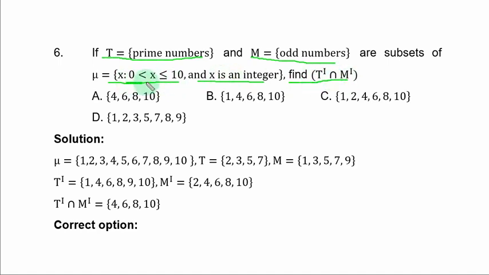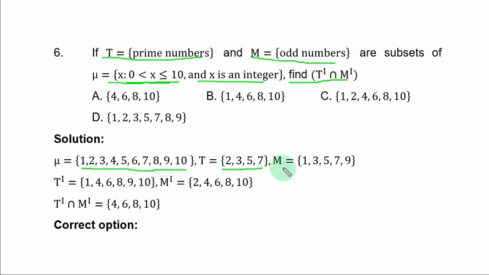By this given range for the universal set, we have 0 and 10 inclusive. So you have this as the universal set. From this, you define set T, that is the set of prime numbers. Prime numbers are numbers with two factors, 1 and itself. From 0 to 10, you have 2, 3, 5, 7.